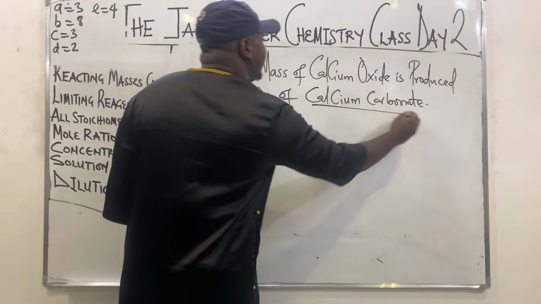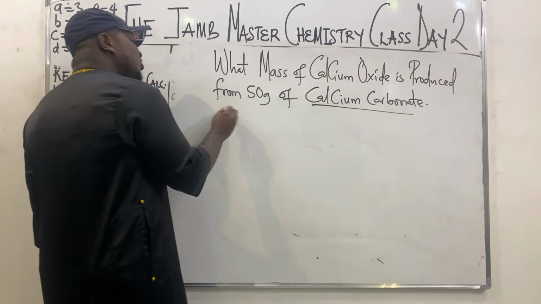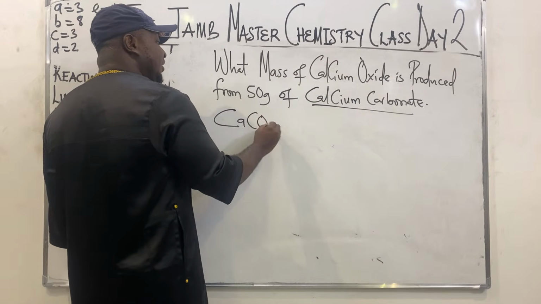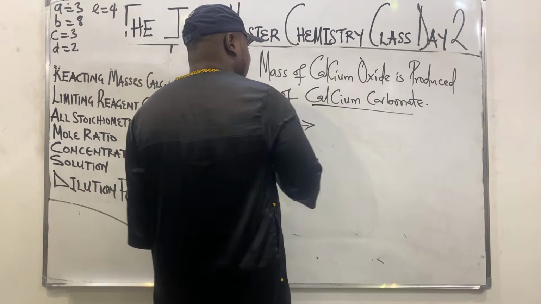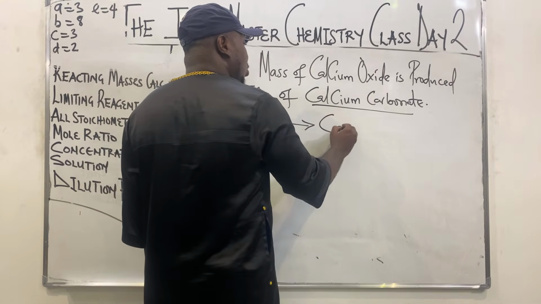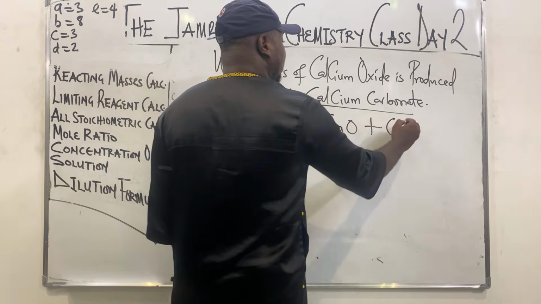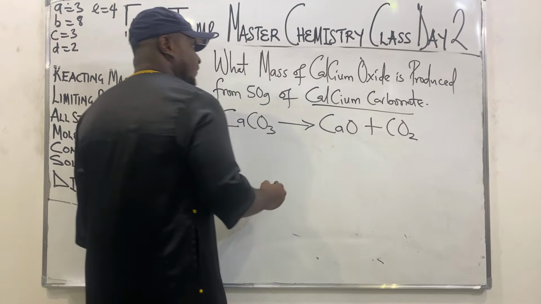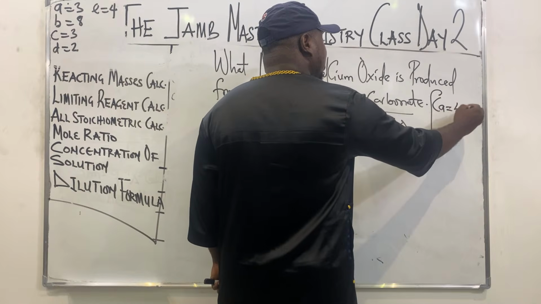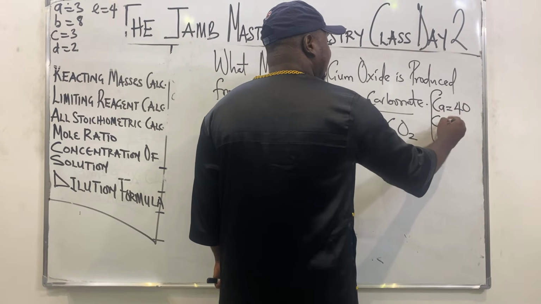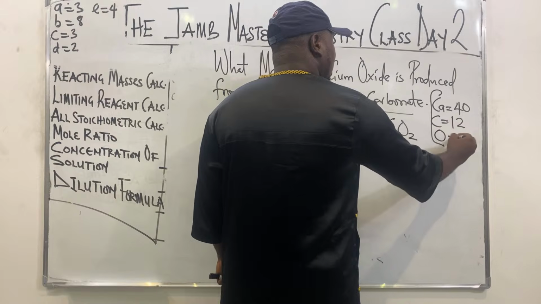It means that calcium carbonate produces calcium oxide. Calcium carbonate obviously is CaCO3. Class, oftentimes they will give you the equation: CaCO3 produces CaO plus CO2. Now, let me give you the atomic masses, because JAMB usually gives you, they are generous. Calcium is 40, carbon is 12, oxygen is 16.